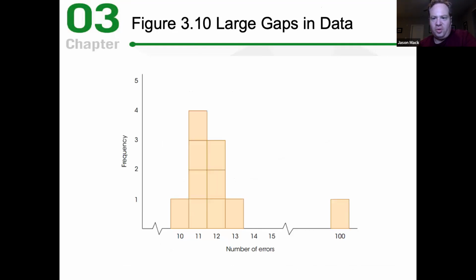So this is a frequency distribution with one extreme score. If you notice, the graph shows two breaks in the x-axis. Rather than listing all the scores from 0 to 100, the graph jumps directly to the first score, which is x equals 10, then jumps directly from x equals 15 to x equals 100. The breaks in the x-axis are the conventional way of notifying you that some values have been omitted.